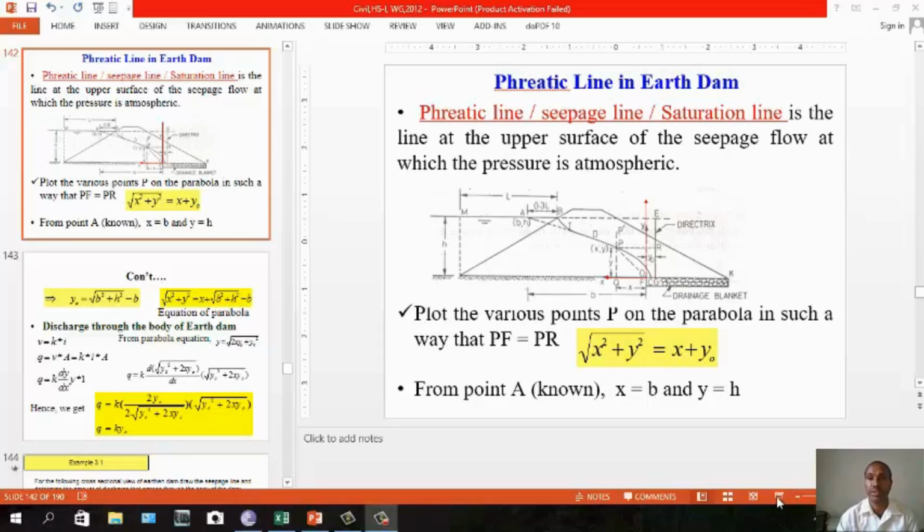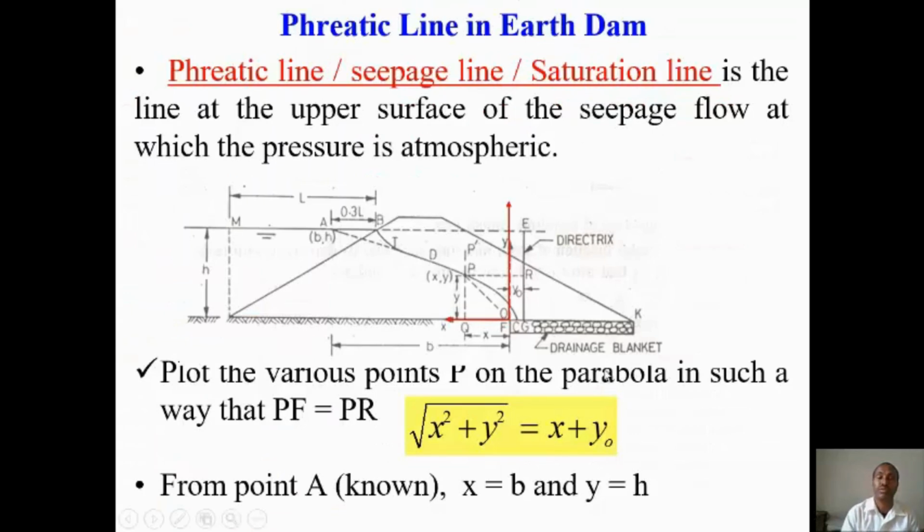Let us proceed. Phreatic line in earthen dams. I think this is very important to avoid piping or seepage failure. The phreatic line, or seepage line, or saturation line, is the line at the upper surface of seepage flow at which the pressure is atmospheric. So pressure will be atmospheric at the seepage line.